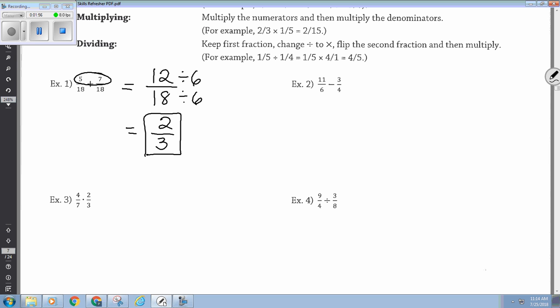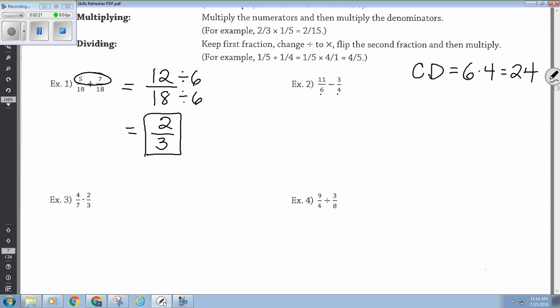If they are different, that means we need to force them to be the same. We're going to force them to be the same. So we need a common denominator. Remember, the easiest way to get a common denominator? Take the denominators that you have, multiply them together. That's 24.